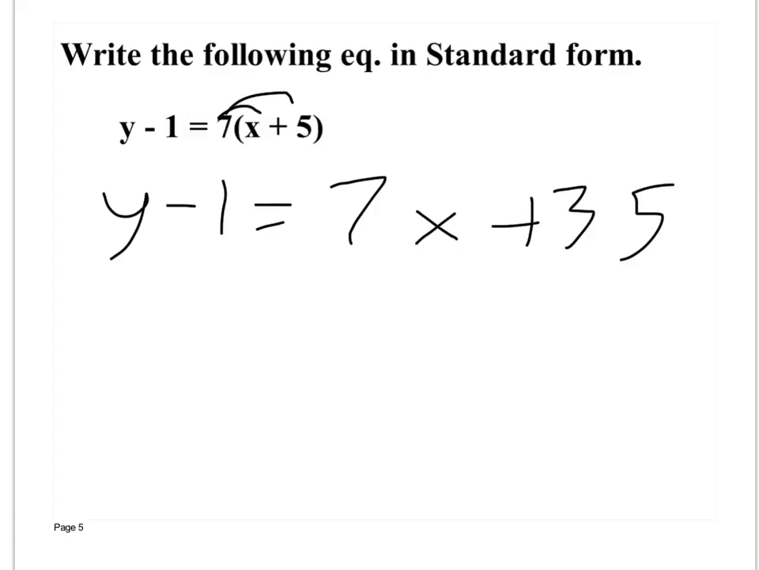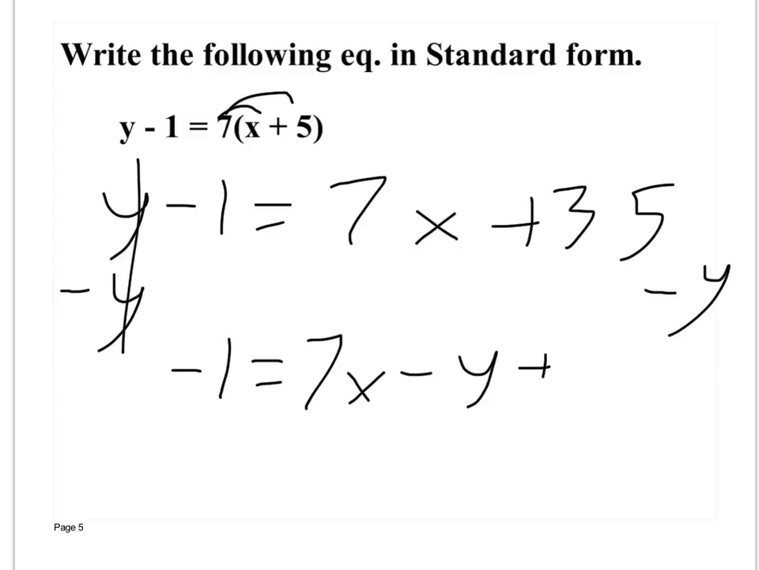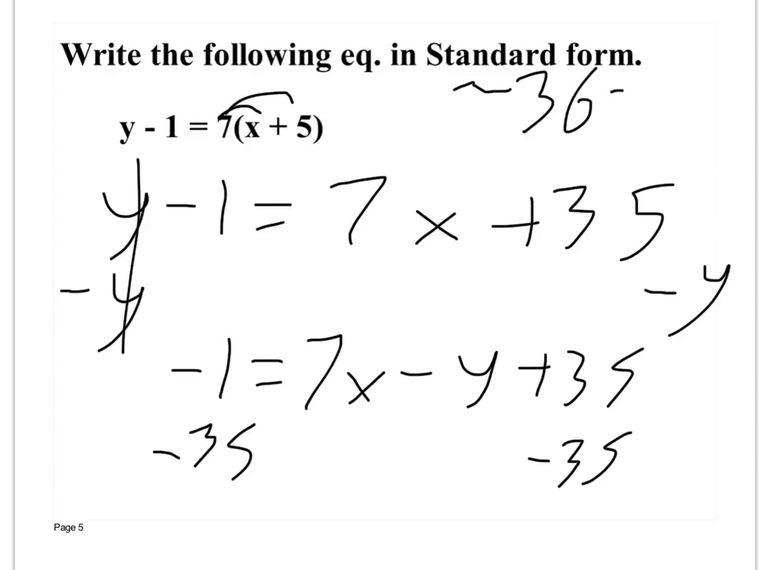What I need to do is move y. So I subtract y to both sides. This gives me -1 is equal to 7x minus y plus 35. Then I have to get x and y to be the only things on the right side, so I subtract 35 to both sides. This gives me -36 is equal to 7x minus y. And there's my answer.